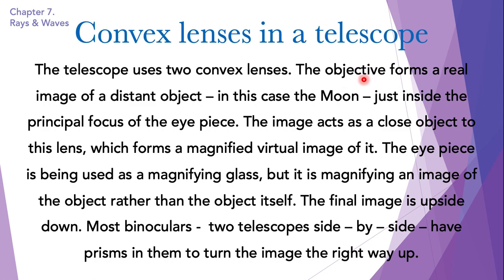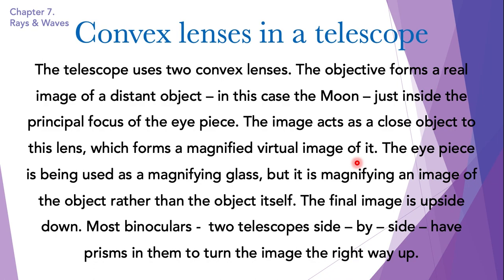The objective forms a real image of a distant object, in this case the moon. So we're looking at the moon from a window. The objective forms a real image of a distant object, which is the moon, just inside the principal focus of the eyepiece. So the image acts as a close object to the lens, which forms a magnified virtual image of it. Because the image is close to the lens, the virtual image is going to be magnified.